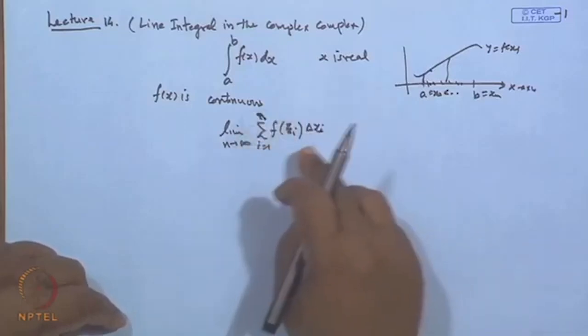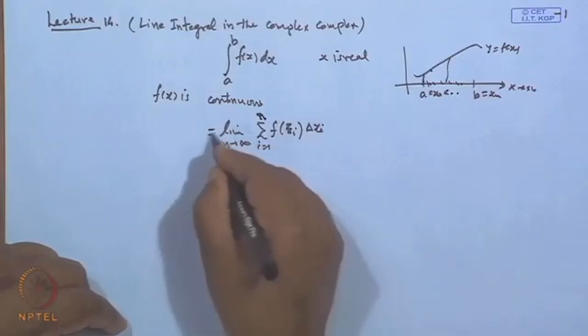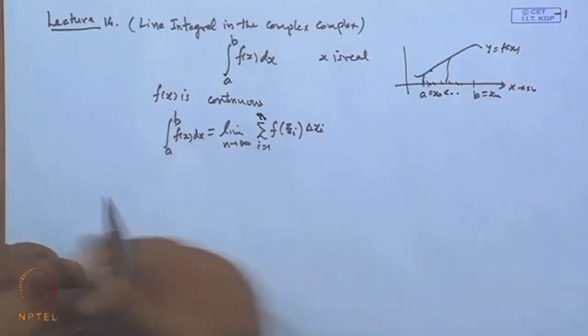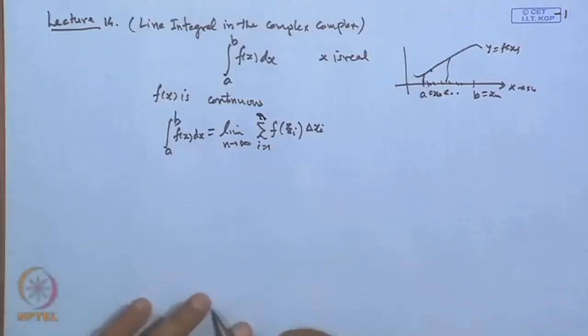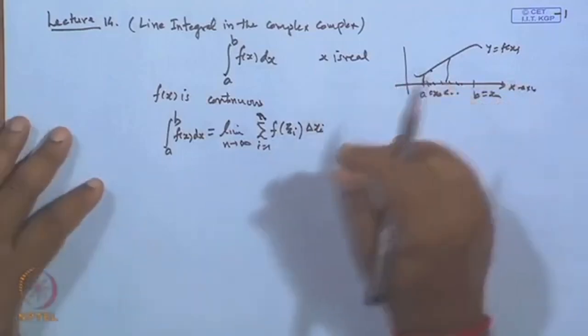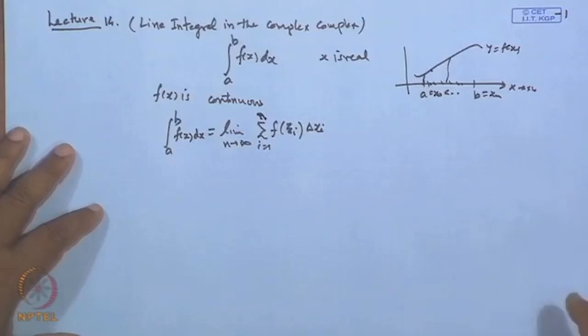Now this limit, if it is independent of the partition of a, b and exists, then we denote this limit by the integral from a to b of f(x) dx, and it represents the definite integral. Now without the limits a to b, we get an indefinite integral like this. We want to extend this idea to the function of a complex variable.